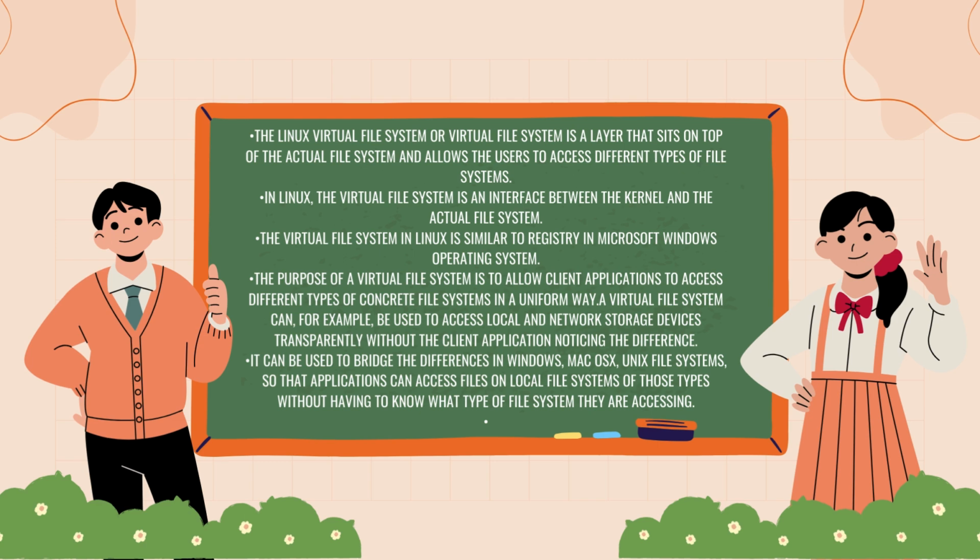The purpose of a virtual file system is to allow client applications to access different types of concrete file systems in a uniform way. A virtual file system can, for example, be used to access local and network storage devices transparently without the client application noticing the difference. It can be used to bridge the differences in Windows, Mac OS X, Unix file systems, so that applications can access files on local file systems of those types without having to know what type of file system they are accessing.